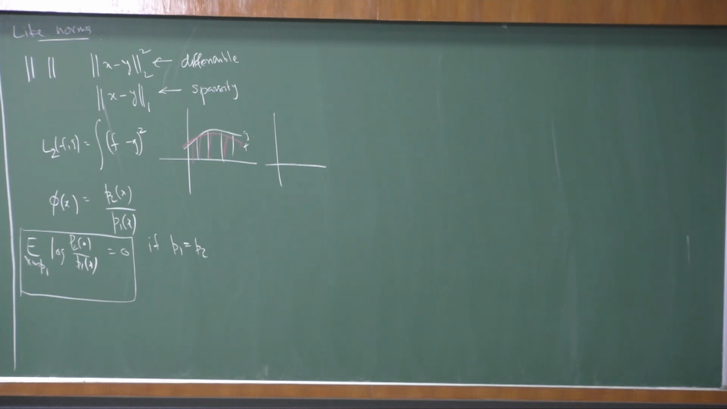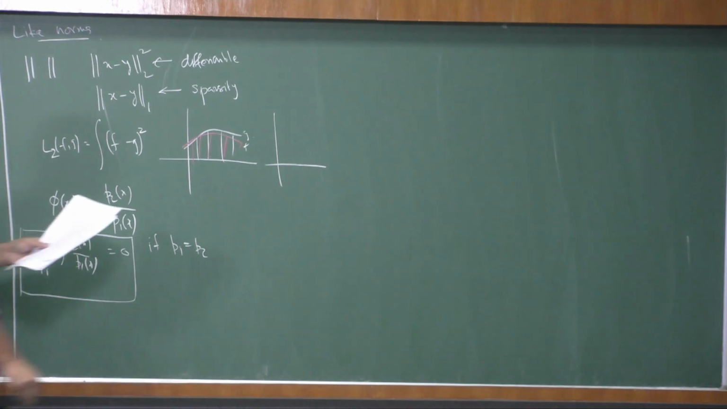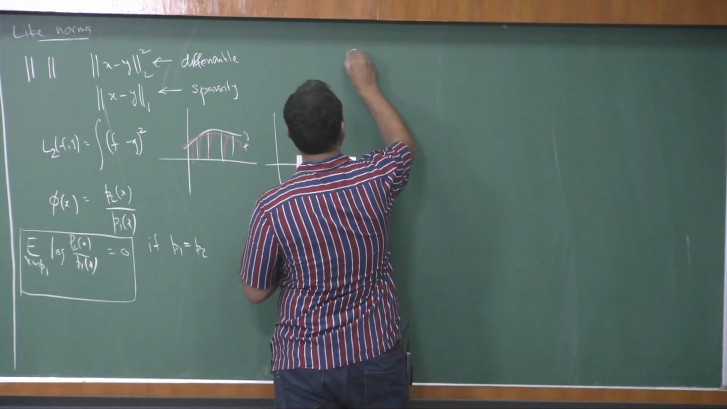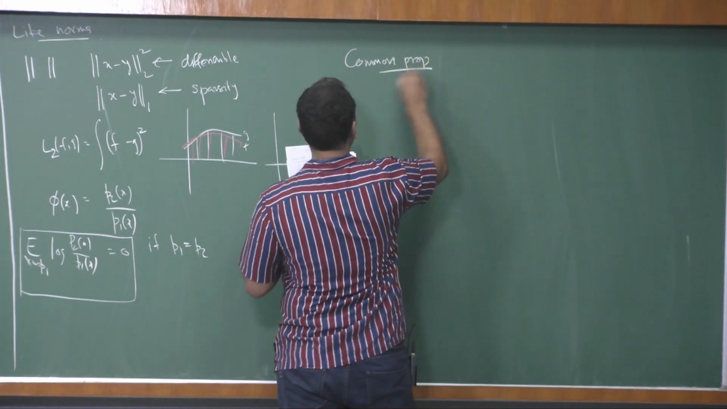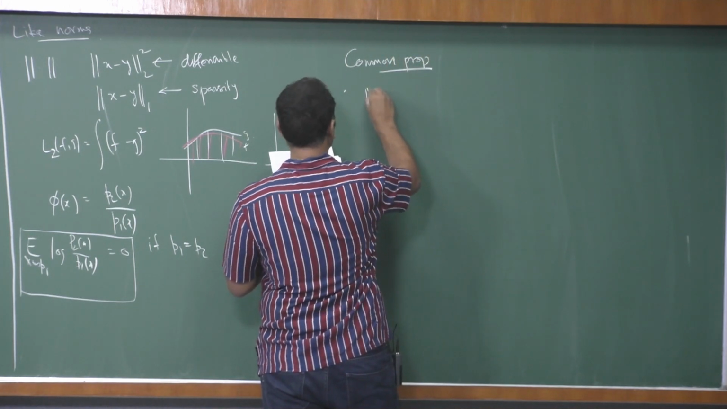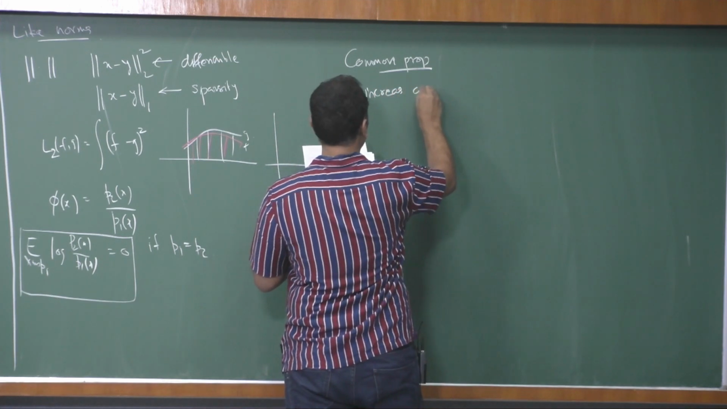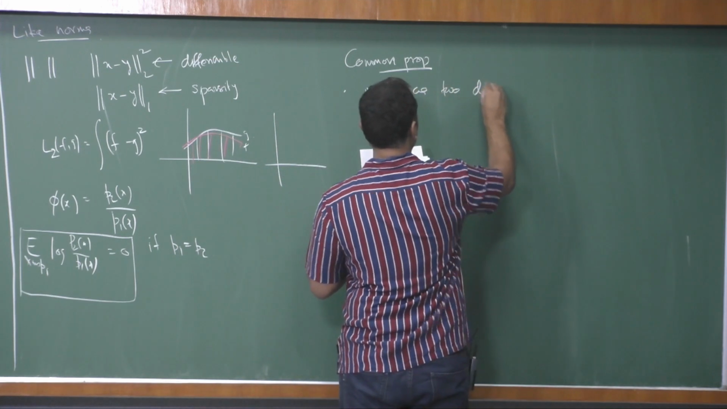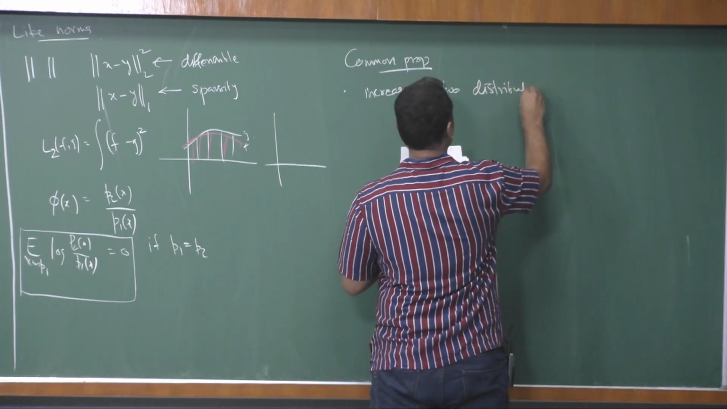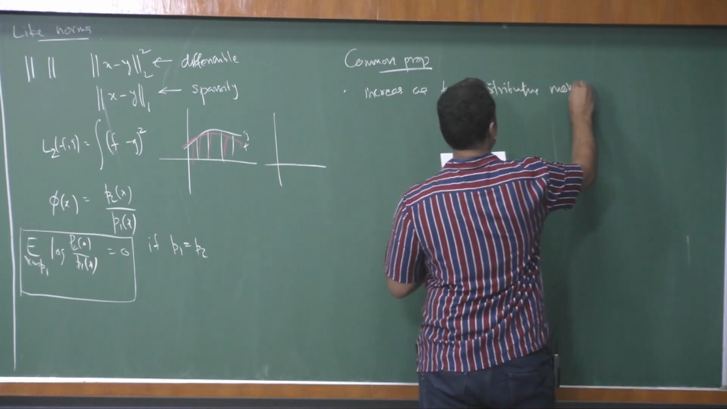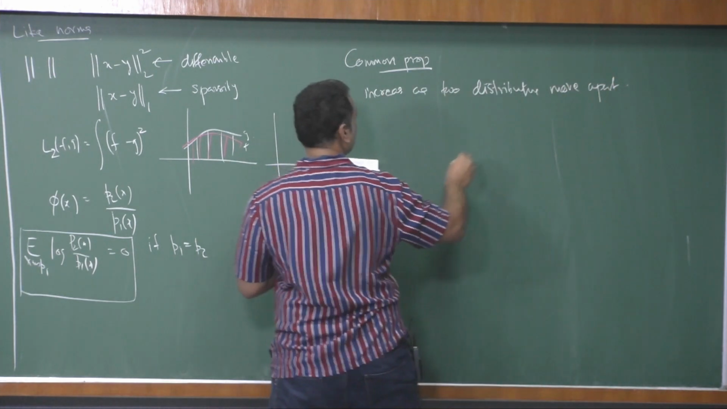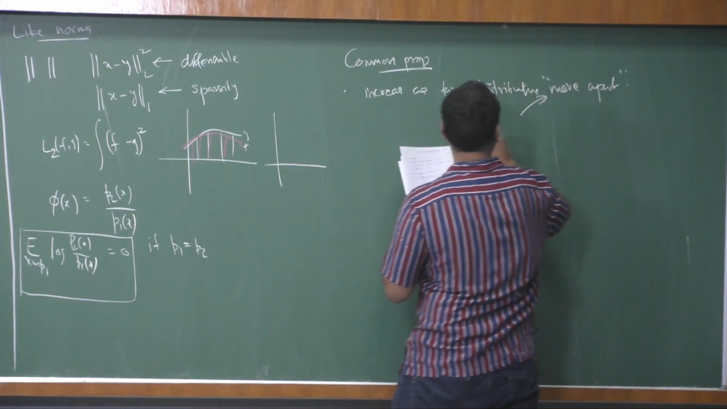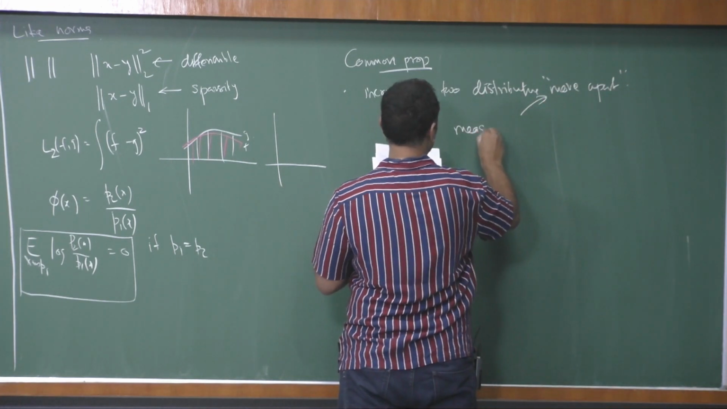So a common property that we expect, so I will just write down what I said: a common property that we expect from measures is that it increases as two distributions move apart. And we call such a property a measure of divergence.